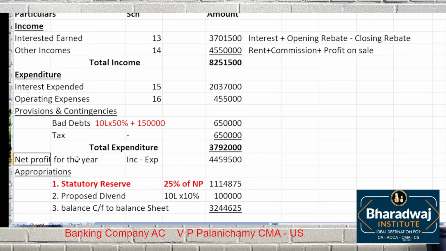You shall pause, verify, or change your answer according to it. Oh my God, I made a mistake. Other incomes 4,55,000 only. Yeah, sorry, change the answer.